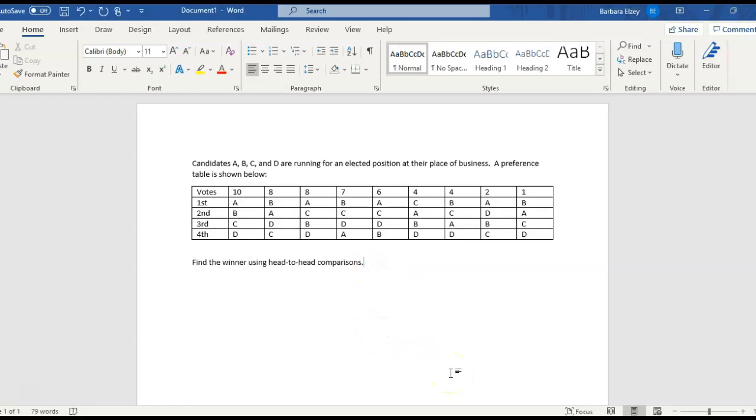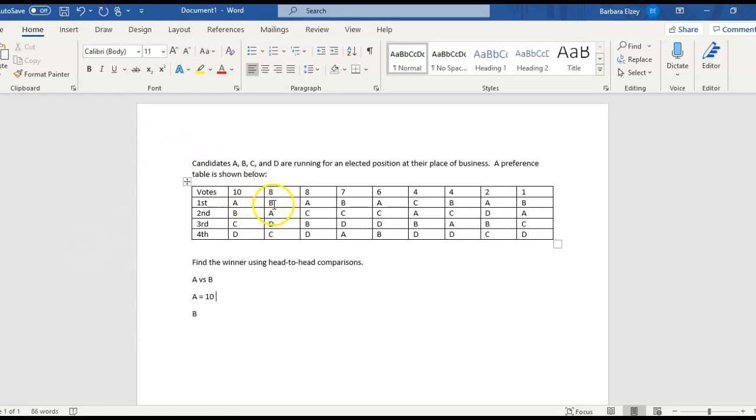For head-to-head comparisons, we are going to compare every candidate to every other candidate. First, let's start with A versus B. We need to figure out how many people are going to prefer A and how many people are going to prefer B. Let's look at A first. Certainly these 10 people prefer A because A is first in the preference chart there. So A is going to get those 10.